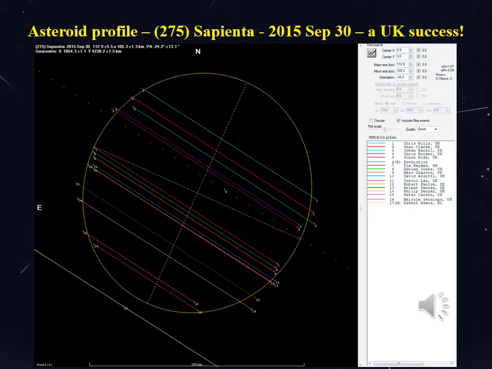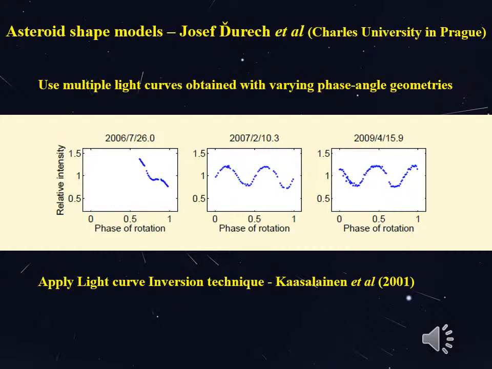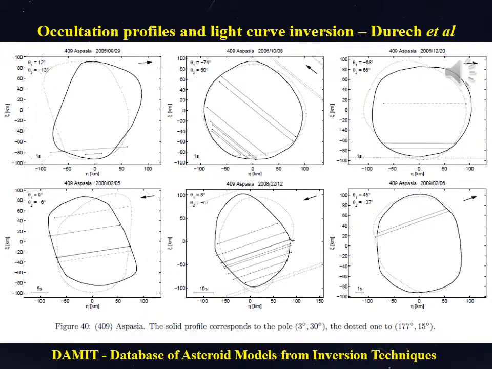Now, linked in with the occultation codes that we do, there's quite a bit of work with professional collaboration. And Joseph Jurek in Prague, they work on obtaining light curves from asteroids at different phase angles through their different oppositions. And there's a very clever matrix algebra mathematical inversion where they combine all these light curves. One of the leaders is Professor Kasilainen in Finland. And by jiggery-pokery, what it produces is an outline of the body.